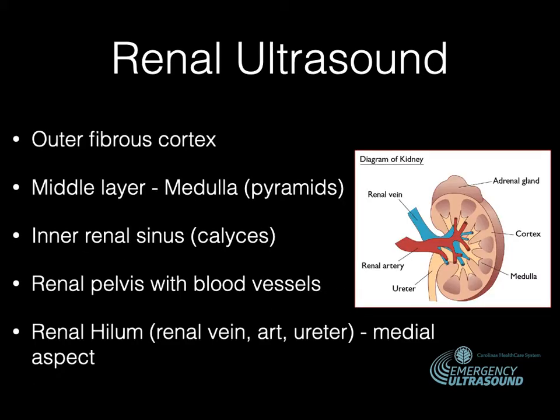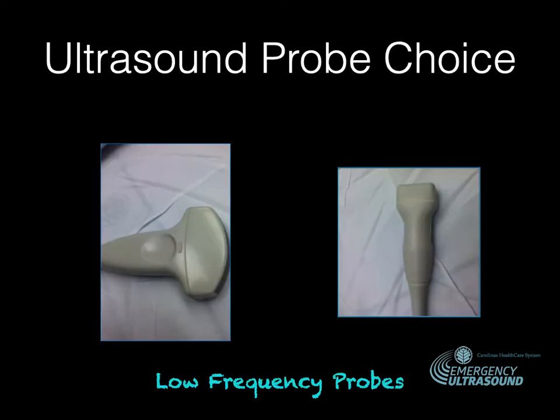Now, going into the overall structure of the kidneys, going from outside in, you first have an outer fibrous cortex. Then you have a middle layer made of the medulla or the pyramids and an inner renal sinus of major and minor calyces. And then you have the renal pelvis with blood vessels and the renal hilum with vessels and the ureter.